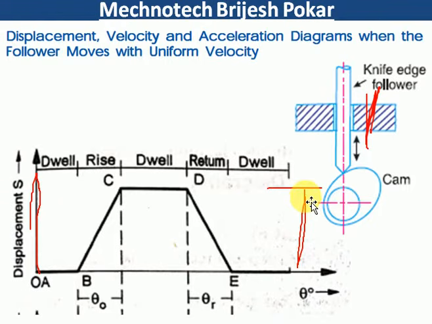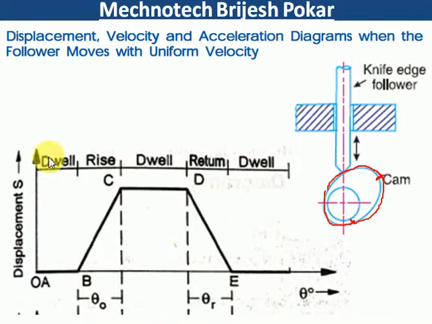Now here you can see the knife edge follower. You can assume that from here the follower starts to move upward, and from here the follower starts to move downward, and from here the follower has no motion. This period is called the dwell period. In a dwell period the follower has no motion. Here it is in a straight line. Then this period is called the rise period. In this period the follower moves upward.